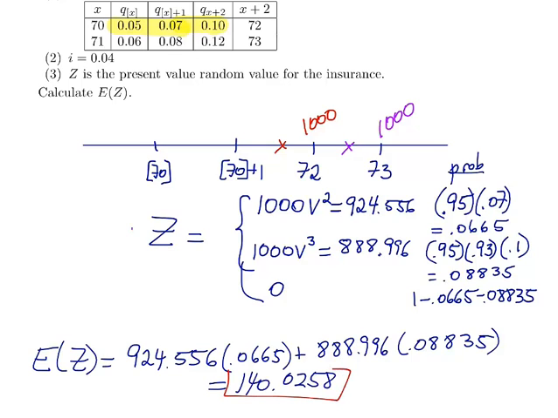Okay, so that's what I'd need to have today per insured if I knew I could earn 4% on my money, and I expected people to die according to this mortality table.